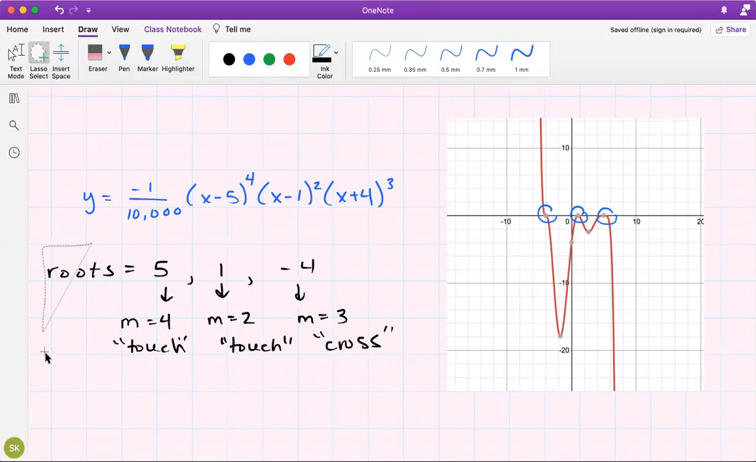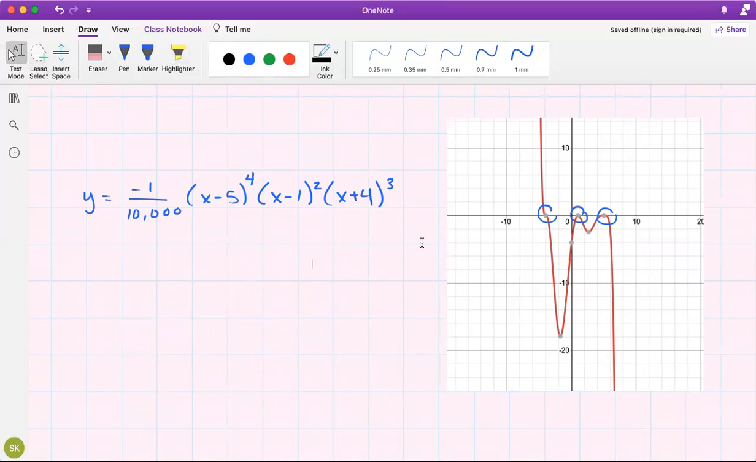The next thing is, let's count the number of turning points. Okay. So I have a turning point. Remember, a turning point is where you go from increasing to decreasing or decreasing to increasing. So I have one here at this bottom section, one here, and one here. So 1, 2, 3, 4. I have 4 turning points. I'm going to write that here.